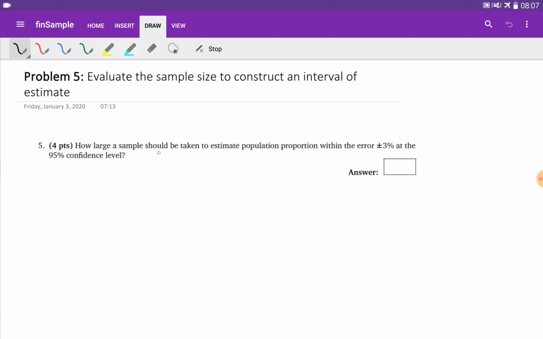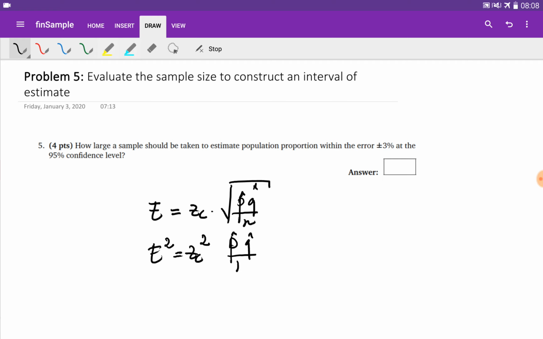So how large the sample should be taken to estimate the population proportion within the error margin 3% at the 95% confidence level. So again, we need to remember this formula for the error margin for the population proportion. So this is the critical point multiplied by the square root of p hat, q hat divided by the n. Let's square both of the sides. It's going to be e squared is equal to the zc squared p hat q hat divided by the n.